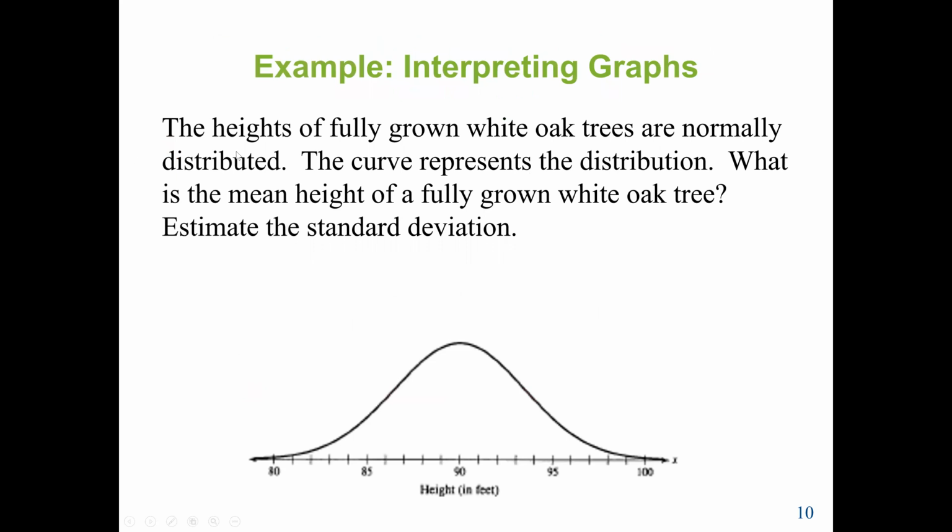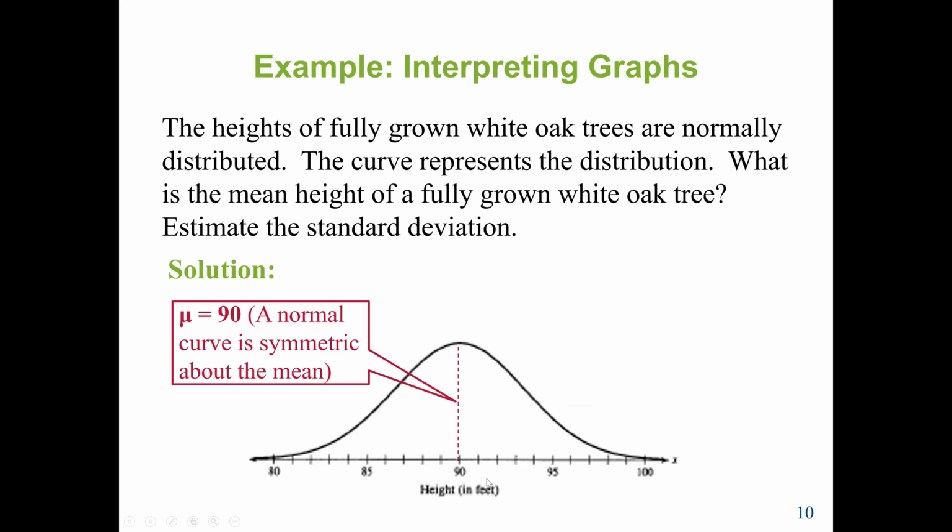Next example, the heights of fully grown white oak trees are normally distributed. Now the curve represents the distribution. What is the mean height of the fully grown white oak tree? We should also estimate the standard deviation. So based on this, we can see the mean height. This is a normal distribution, so it will be at the center, which is roughly 90.